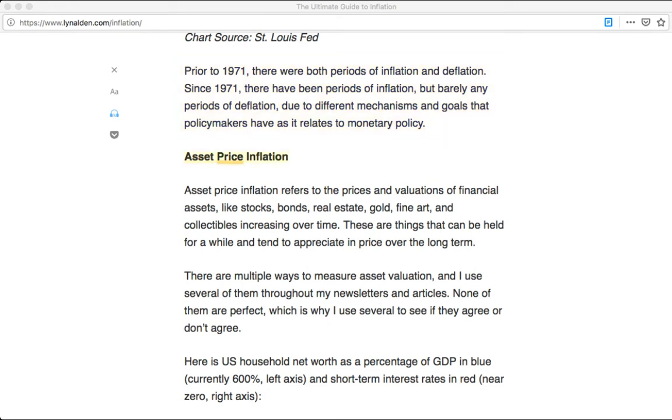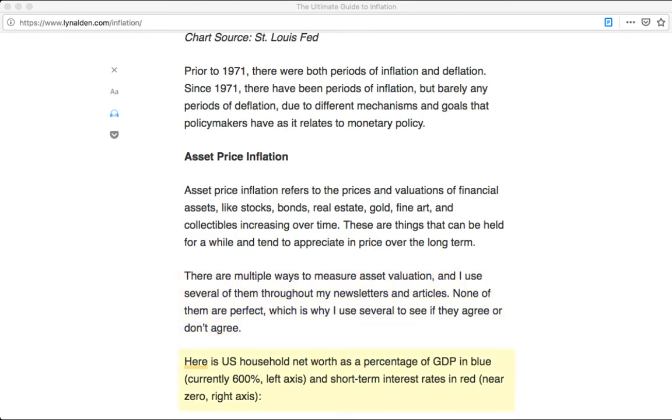Asset price inflation. Asset price inflation refers to the prices and valuations of financial assets, like stocks, bonds, real estate, gold, fine art, and collectibles increasing over time. These are things that can be held for a while and tend to appreciate in price over the long term. There are multiple ways to measure asset valuation, and I use several of them throughout my newsletters and articles. None of them are perfect, which is why I use several to see if they agree or don't agree.